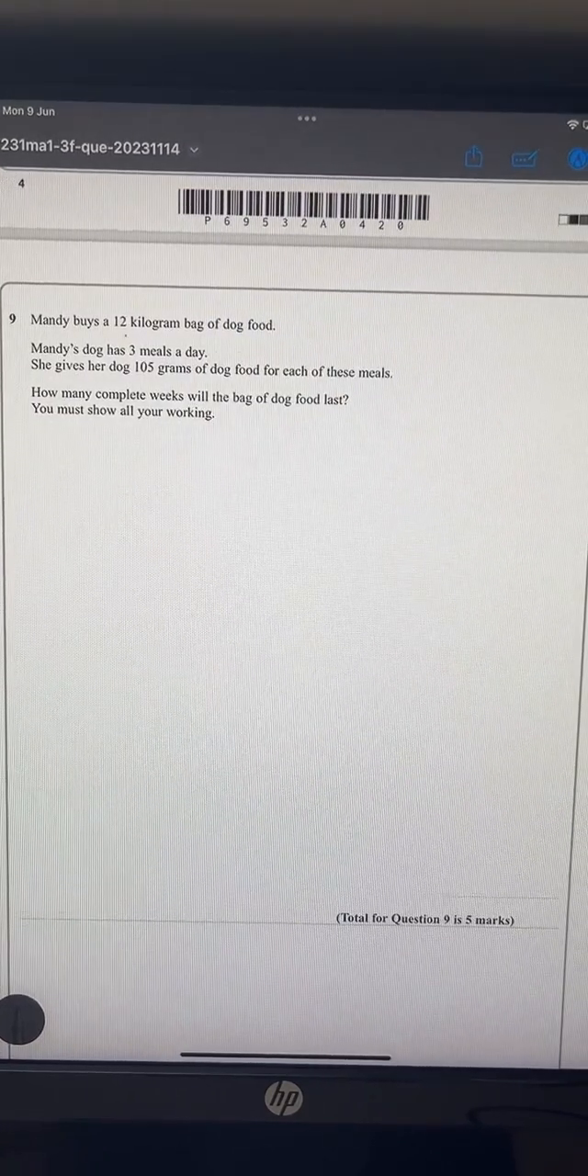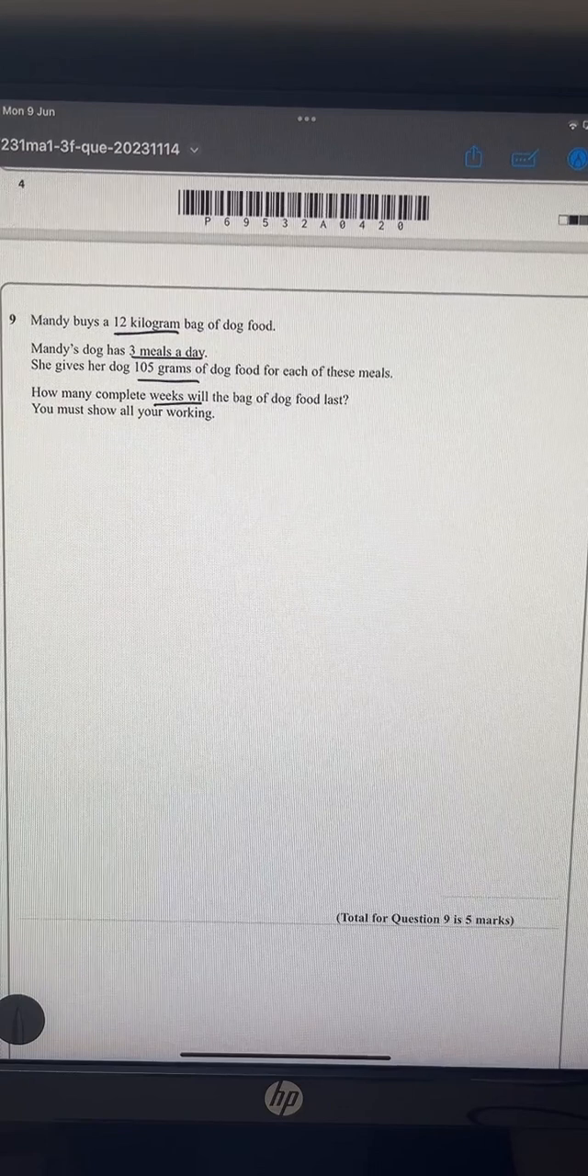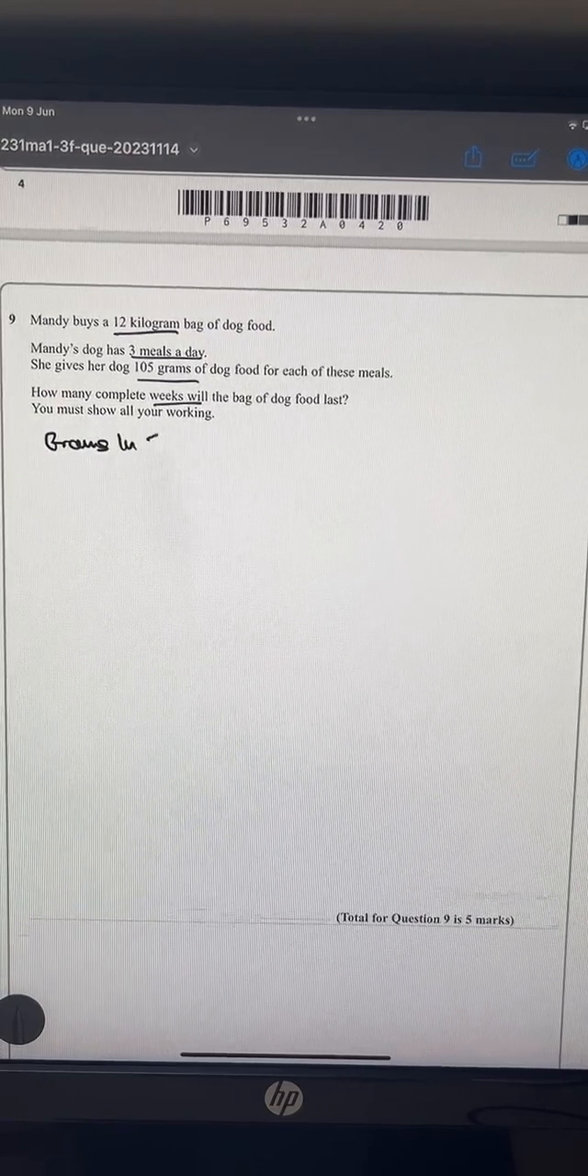Well, I'm going to underline now. 12 kilograms, 105 grams, 3 meals a day. How many weeks? Okay? So, if they have 3 meals a day, let's just figure out how many grams in a day. Grams in 1 day, yeah?